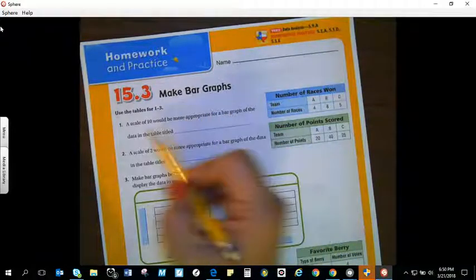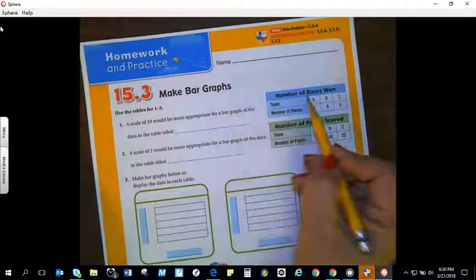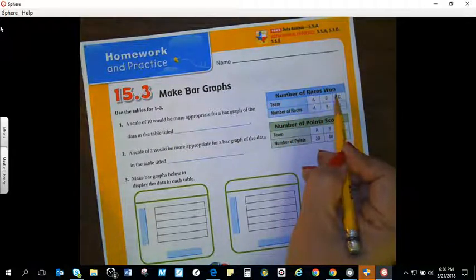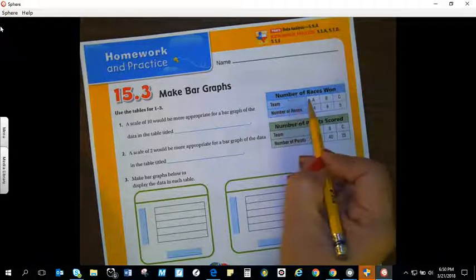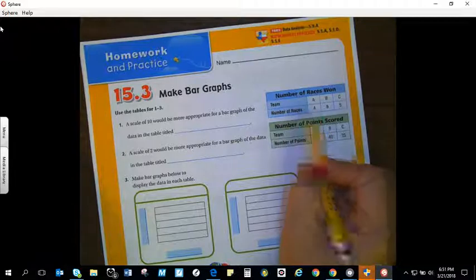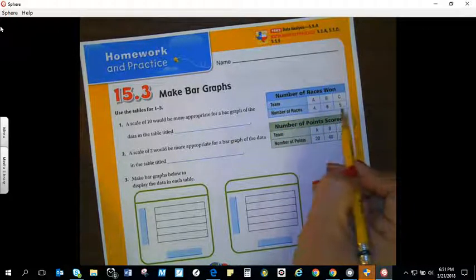Let's take a look at number one. It says use the table for questions 1 through 3. So we're going to use this table over here. The title of this table is Number of Races 1. Team A won 4 races. Team B won 8 races. Team C won 5 races.